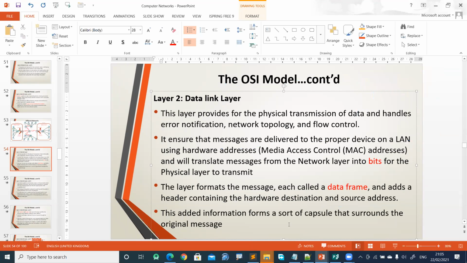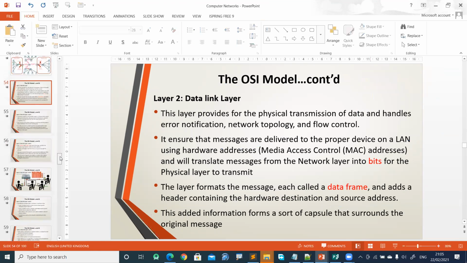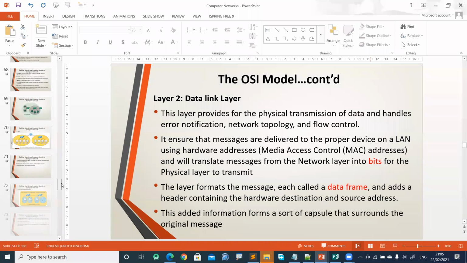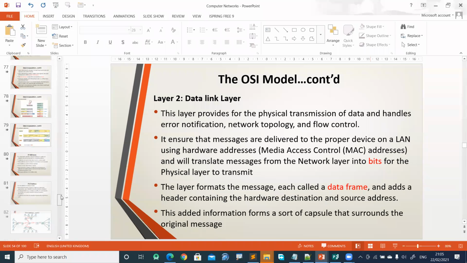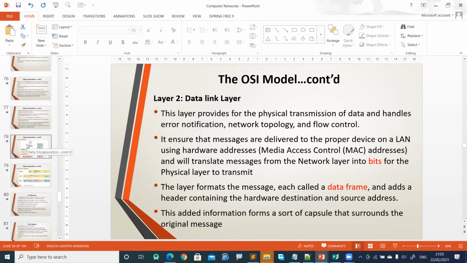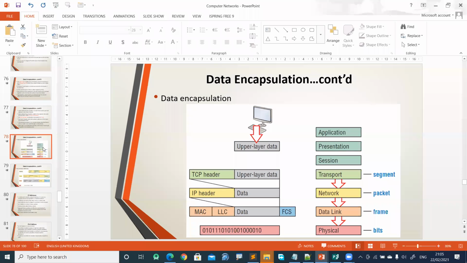Encapsulation. We'll be looking at all these things later on. There's a topic as we go on which looks at such things. It is here. This is the topic which will look at all those things.